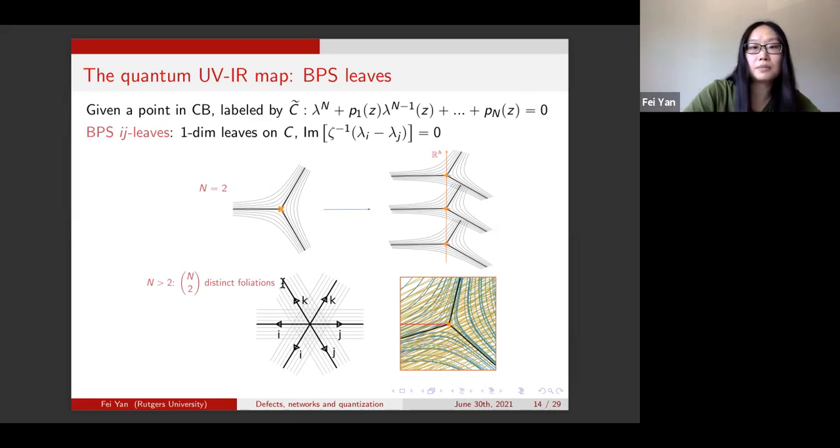After all, you could consider a simple branch point, namely only 2 sheets meeting together. You could ask, how is that so much different from the n equals 2 case? In a sense, it's not that much different. Namely, I show this picture here. You still see this 3-pronged structure here.